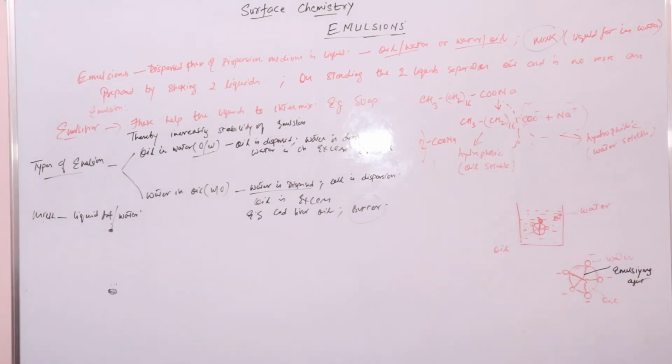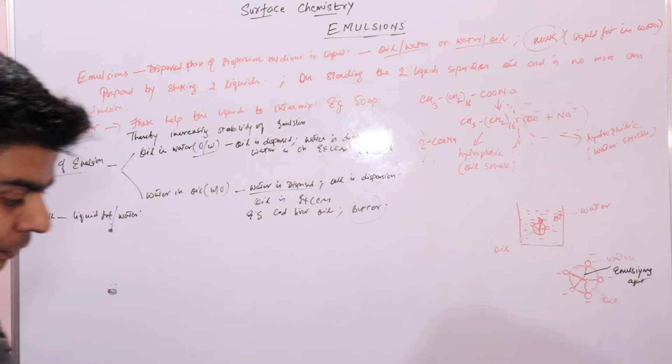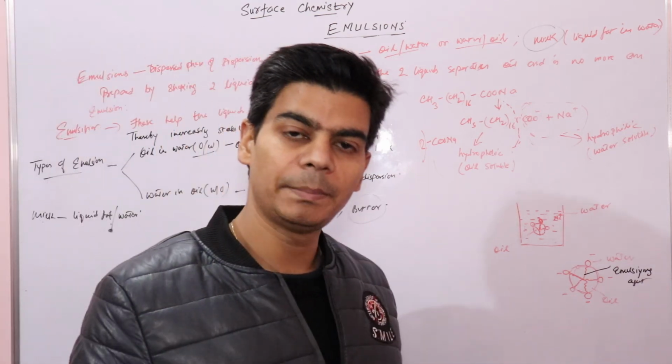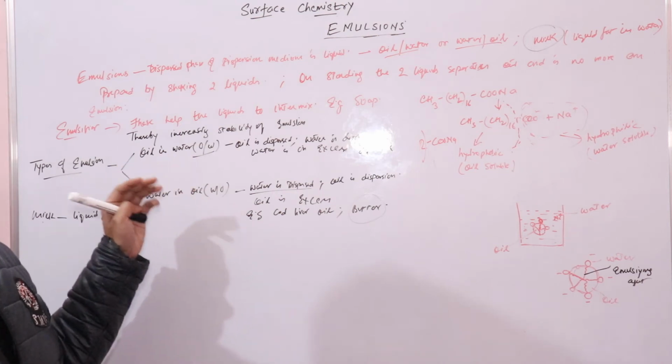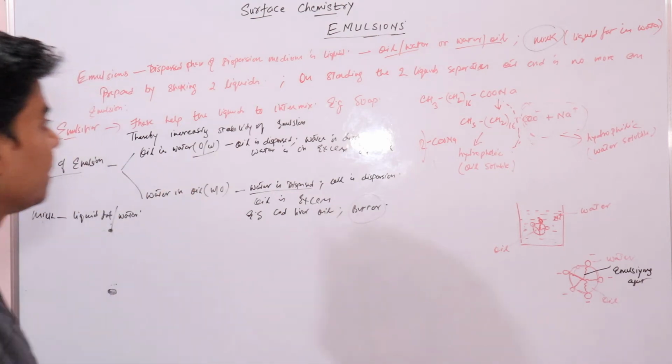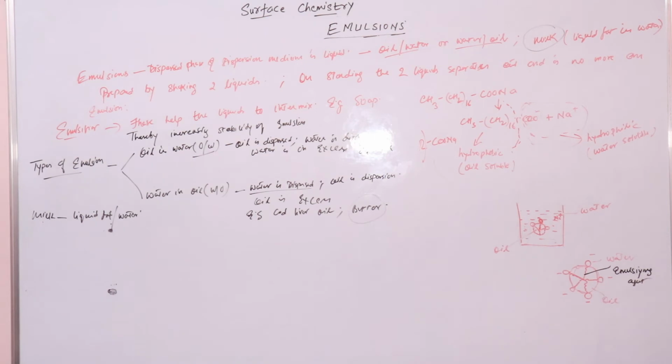So one thing is clear from this discussion, that the type of emulsion depends on whether we have oil in excess or water in excess, right? I hope this is clear to you. There's nothing much to understand here. It's quite a simple thing, right?